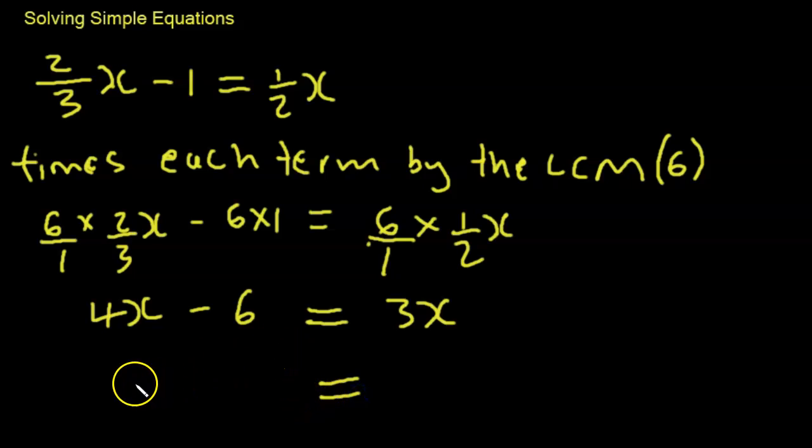Group like terms, so we have 4x. Remove 3x on both sides, so this 3x becomes minus 3x. Add 6 to both sides, this minus 6 becomes positive 6. So 4x take away 3x, that's 1x. So x is equal to 6.